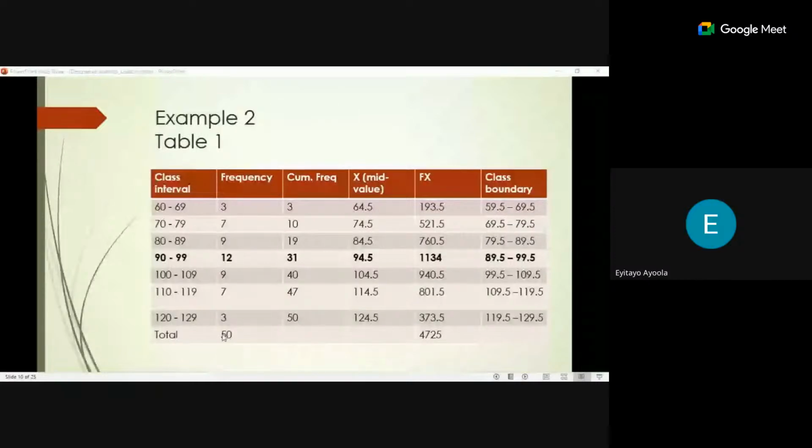Well done, sir. Thank you for the presentation, for the teaching. How do we calculate the mode for ungrouped data? The mode is the one that appears most. For ungrouped data, yes, that is for ungrouped data. The one that appears most. All right. Okay.